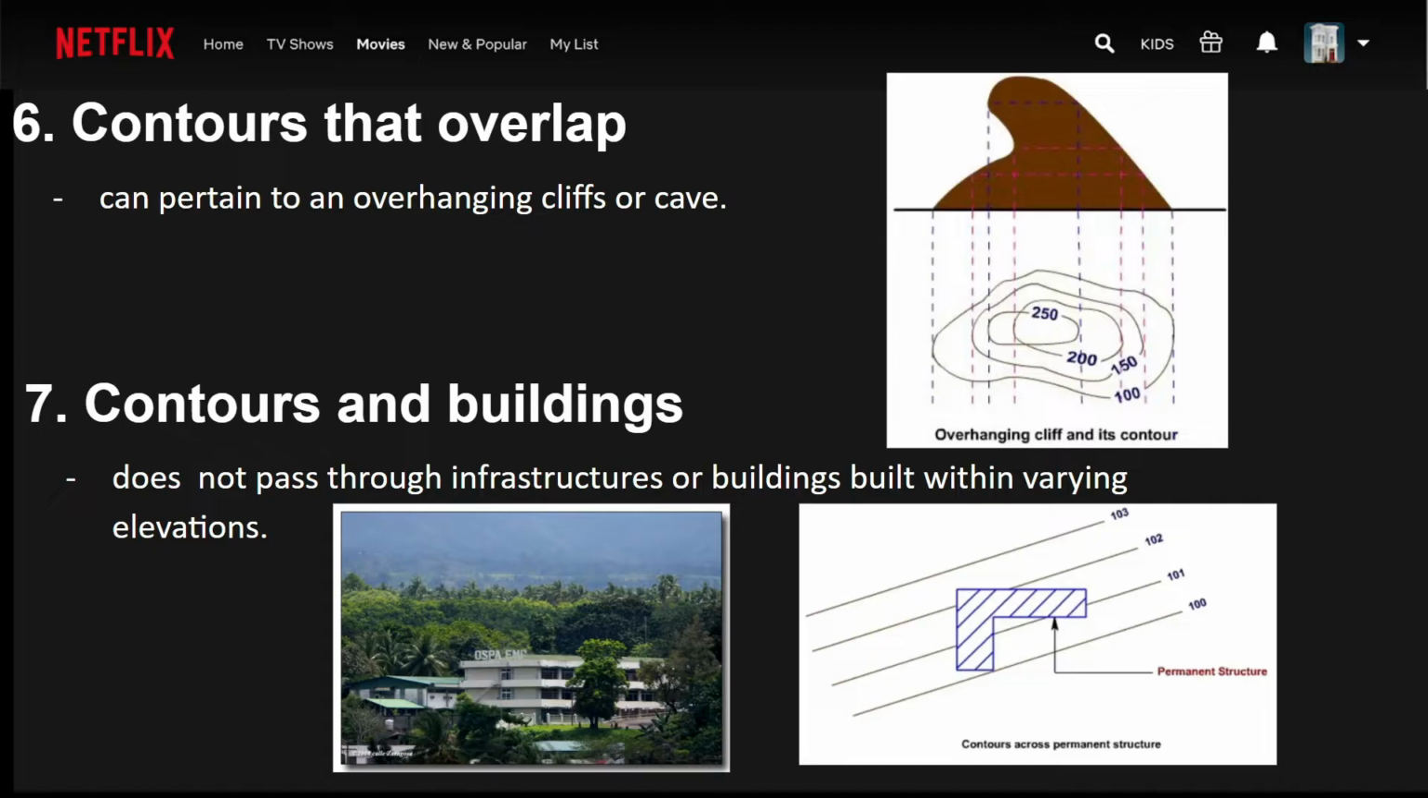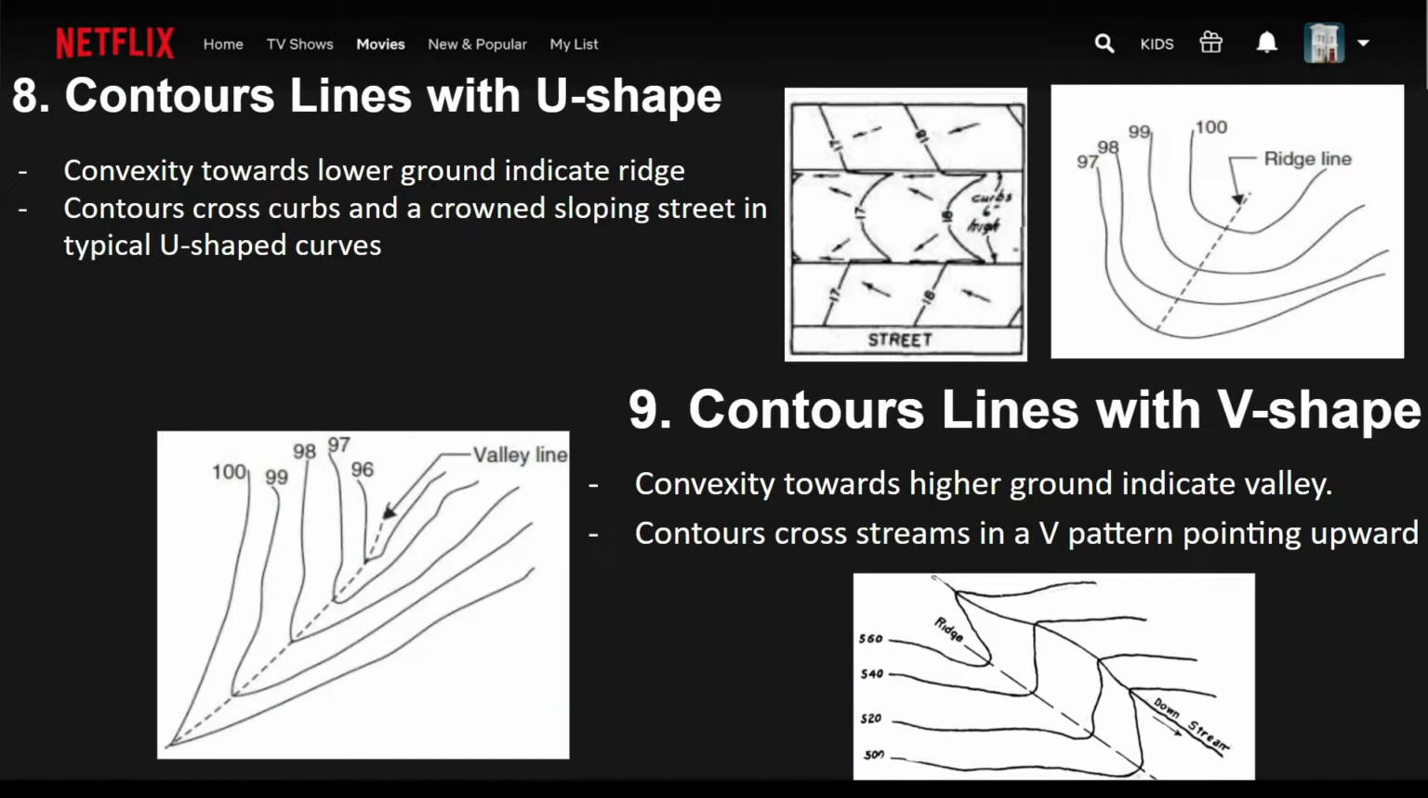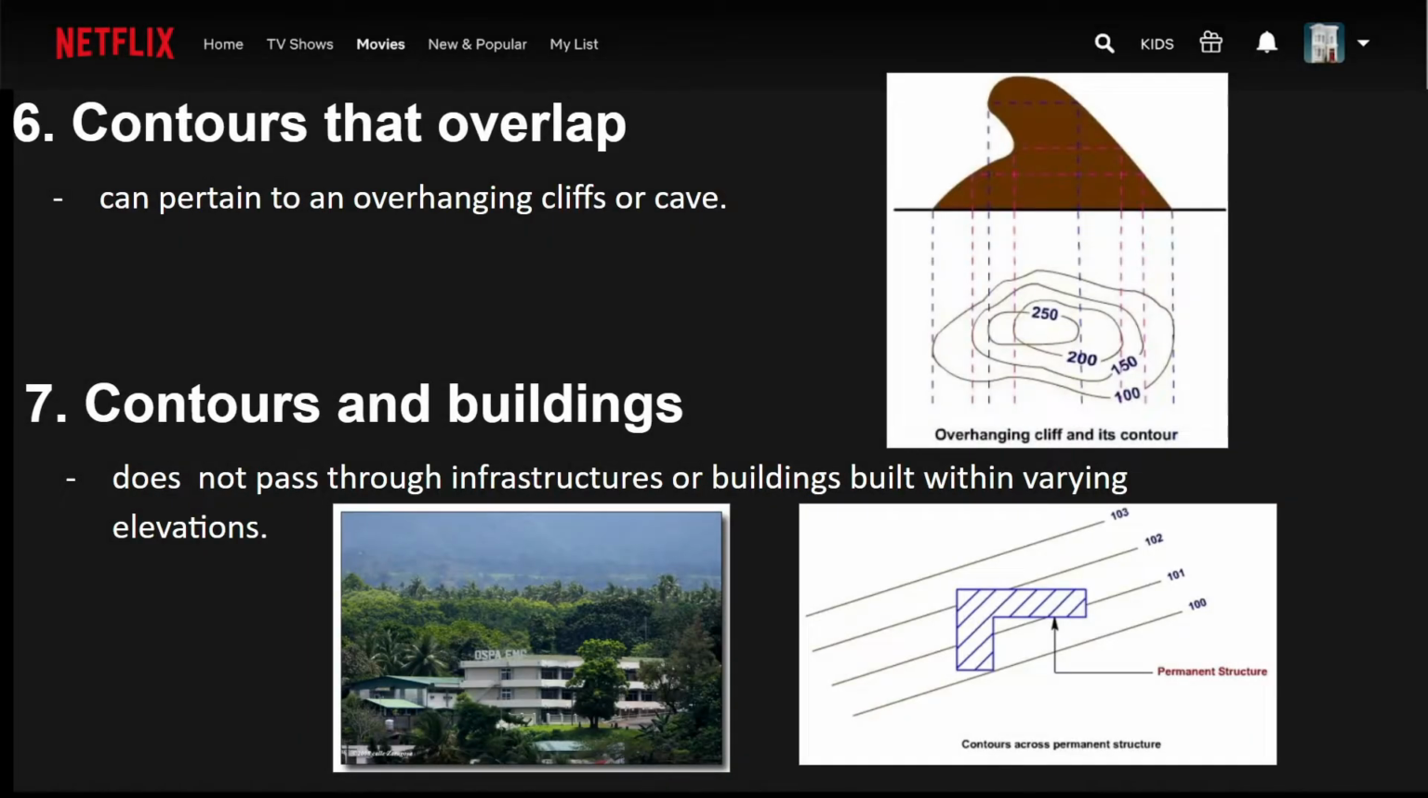The seventh is the relationship between contours and buildings. Contours do not pass through infrastructures or buildings built within varying elevations. So, if you put it in a map, if you put a building in between different elevations, the elevations do not pass through the building.